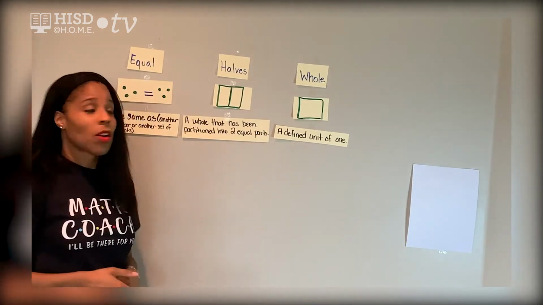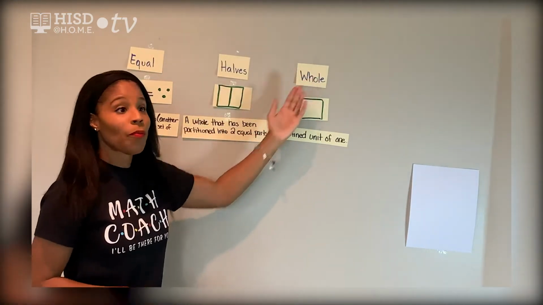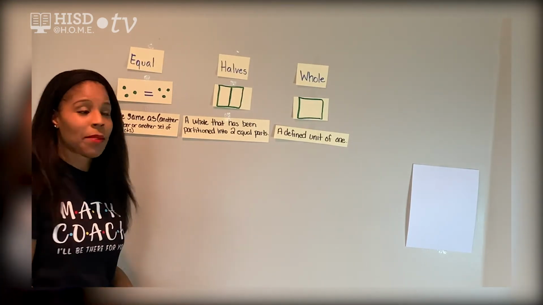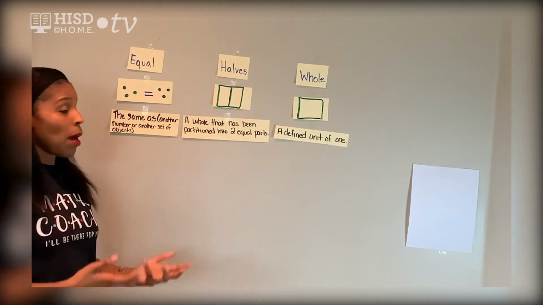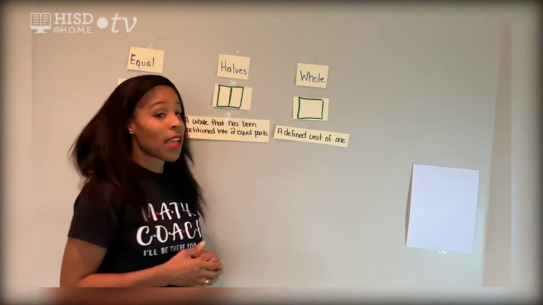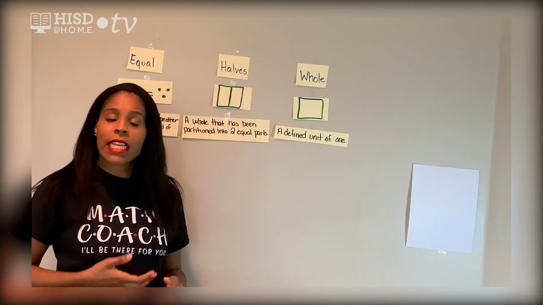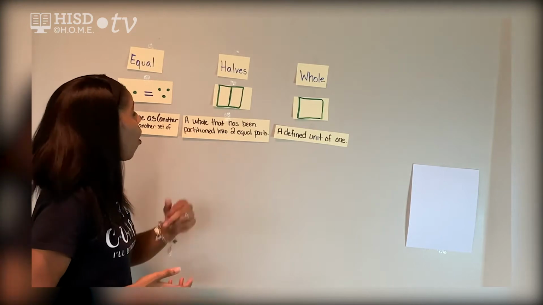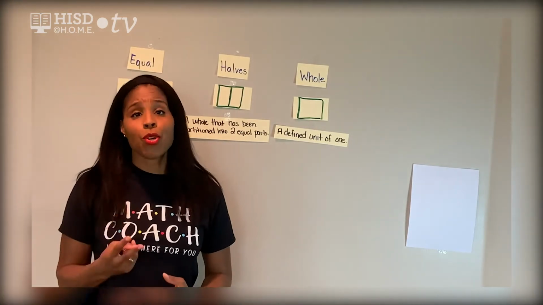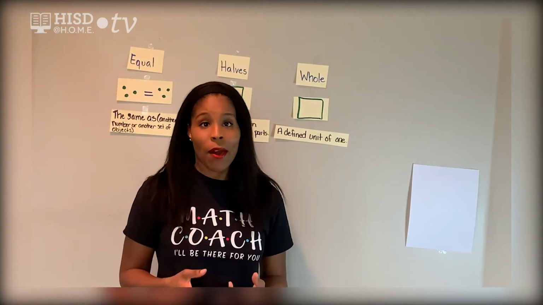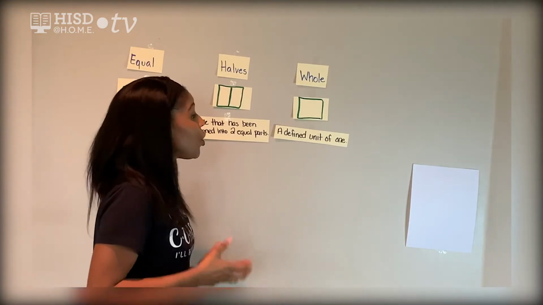Let's review our vocabulary really quick. Our 3 vocabulary words are equal, halves, and whole. Equal, I drew the picture of 3 dots equal another 3 dots. It means the same as another number or another set of objects. Now we have halves. I drew a square and I drew a line down the center of the square to have 2 halves, 2 equal parts. A whole that has been partitioned into 2 equal parts. Whole, I drew a whole square. It is a defined unit of 1.